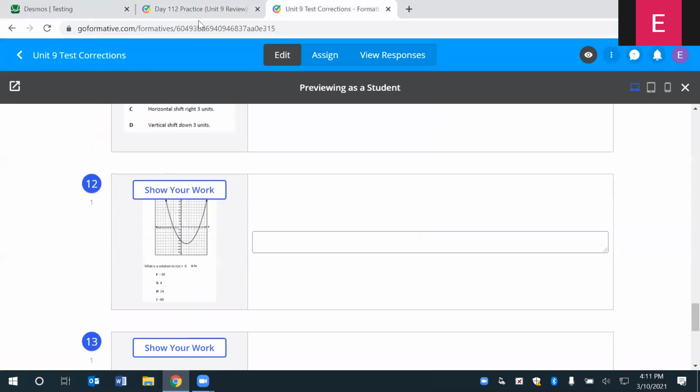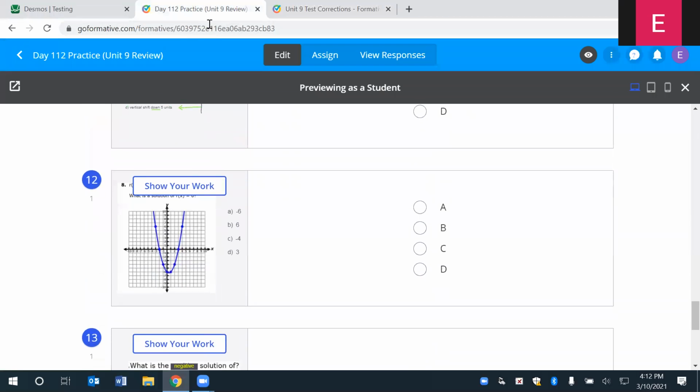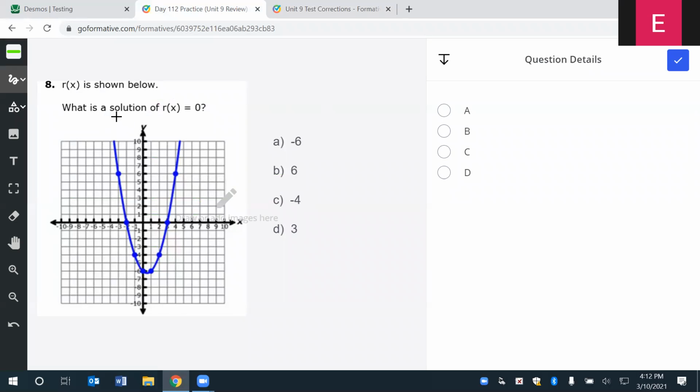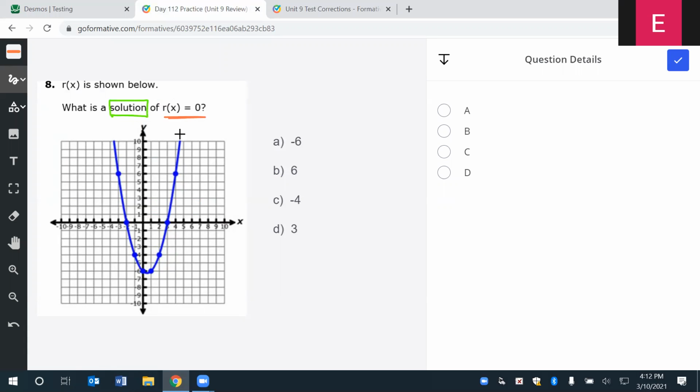All right, number 12. Number 12 on your test is this problem right here. It's showing you a graph, and it says, what is the solution to R of x equals 0? I'm not going to do that one. I'm going to do the one from the review, very similar. What threw off a lot of students was this part right here. That was just there to remind you that solutions are zeros, and another word for zeros is x-intercepts. The solution means x-intercept, so I'm looking at the x-axis.